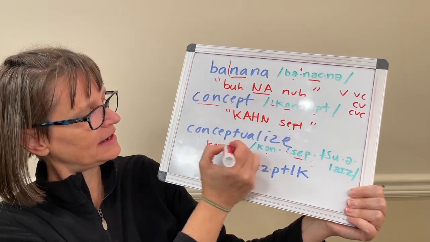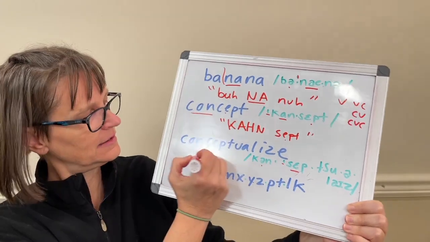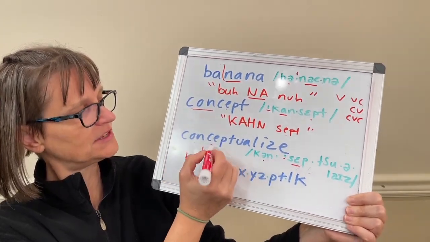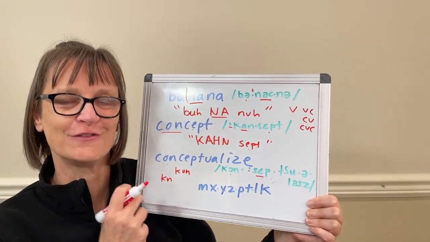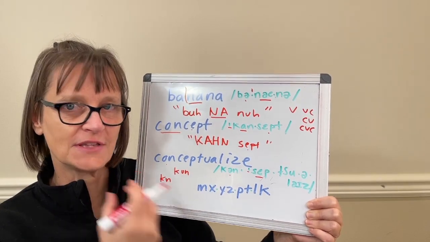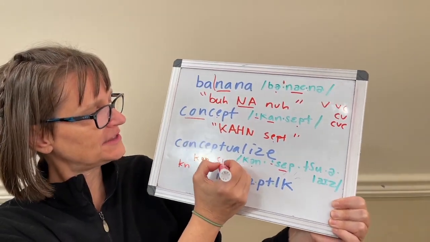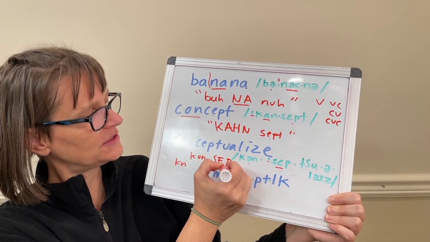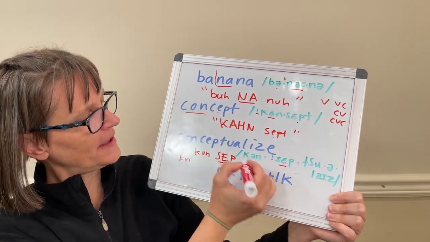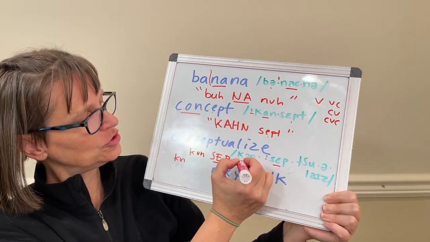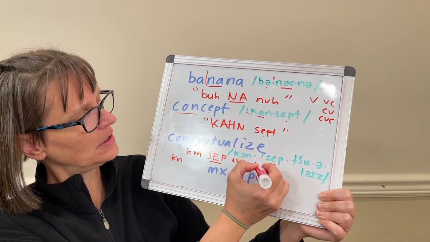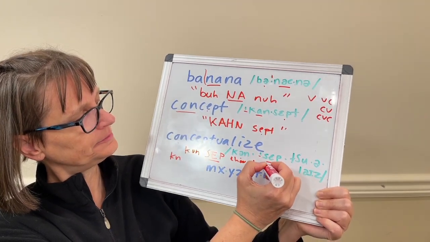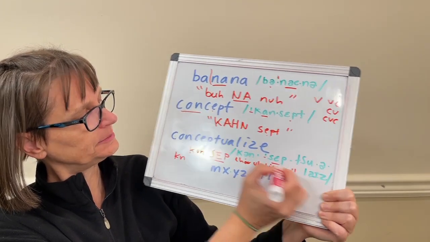I might even write it as just kn, conceptualize. It's so short it almost has no vowel. It's very reduced. So conceptualize. Now my sep syllable is going to be the one that's stretched and longer. And then I have my conceptualize.